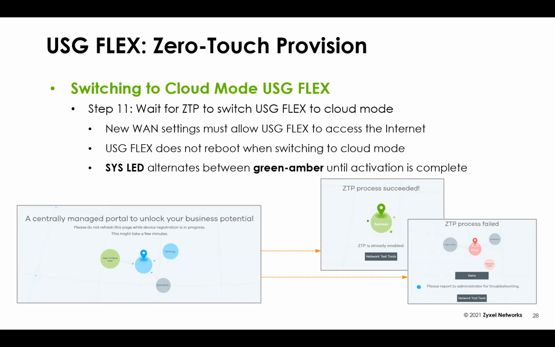The page that you see where it says Centrally Managed Portal to Unlock Your Business will walk you through each portion of the process, to applying the configuration, to verification, and activation. If the activation is successful, you'll see a pop-up saying that the ZTP process was successful. However, if you do see the ZTP process failed, you'll get the option to retry. And retrying is quite simple. It'll just give you the option to redo the whole setup, but you'll need to make sure that, again, the device has been set back to factory defaults before you go through this process.